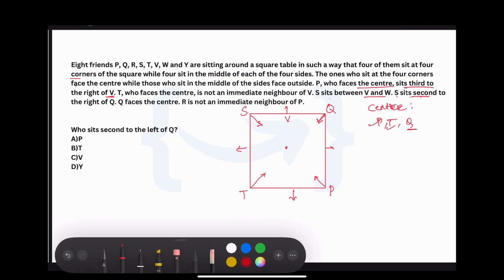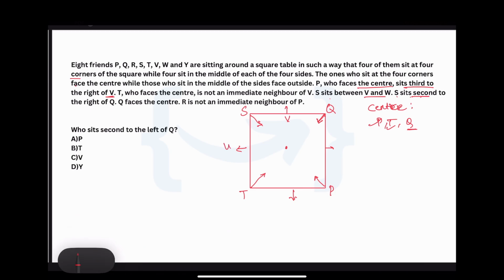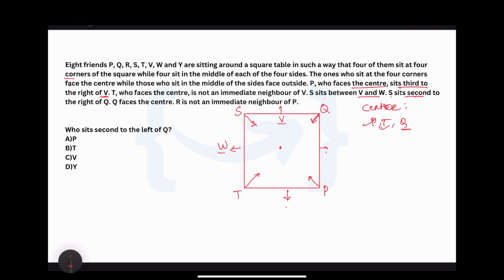Now V, and the question also said S sits between V and W. So you can place W; V is also placed, W is also placed. Now two places are open. P and V are done. T, who faces the center, is not immediate to V, yes. S sits between V and W. S sits second to the right of Q, also done. R is not immediate neighbor of T. So we can't place R on this location or on this location.